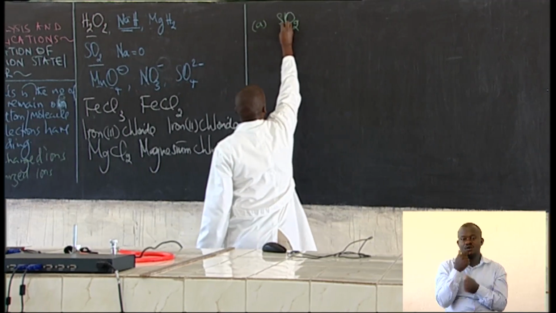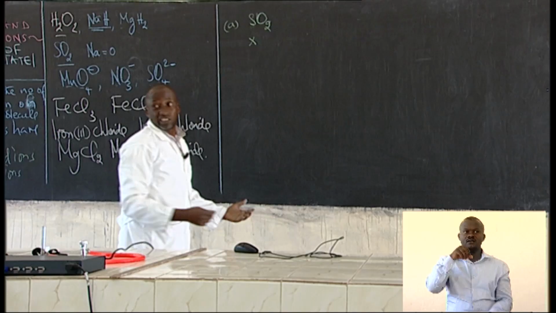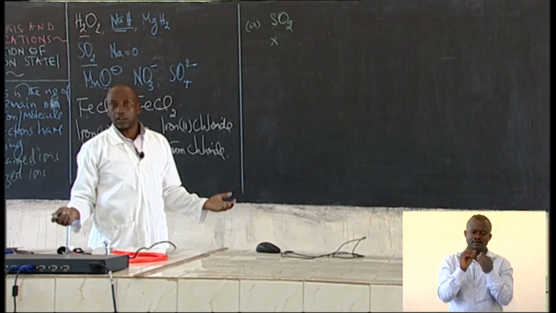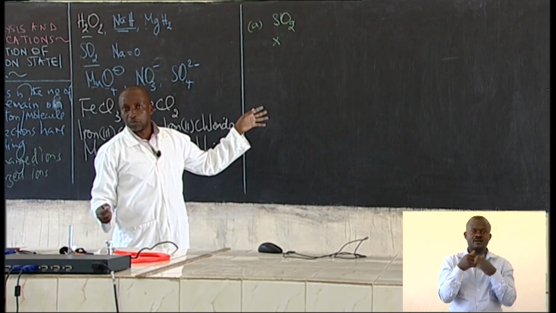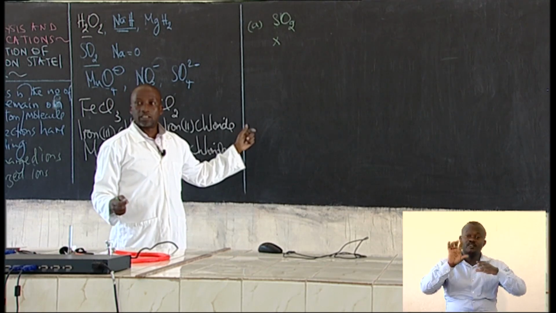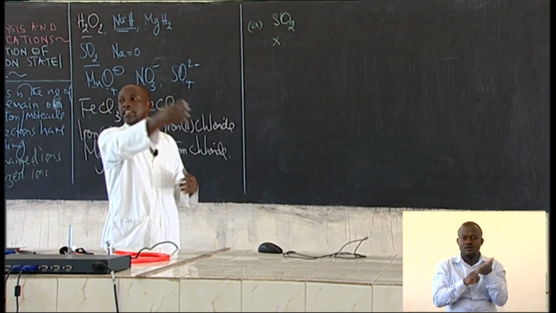So we need the oxidation state of sulfur. We can call it X or any other unknown letter. You can use X. X is very common in mathematics. I don't know why they choose X, but you can even use another letter.